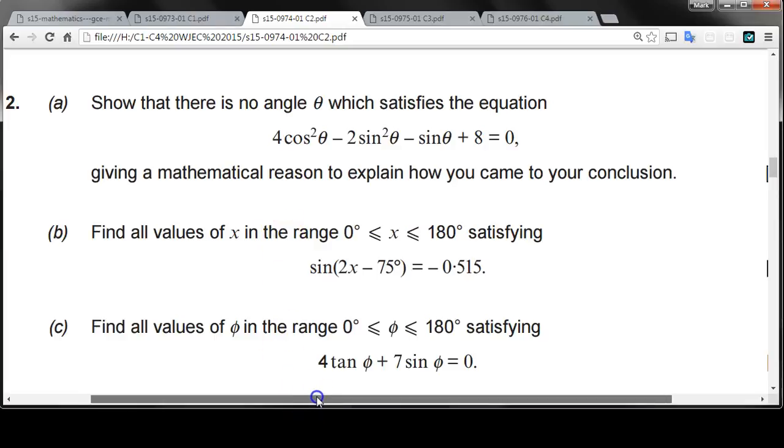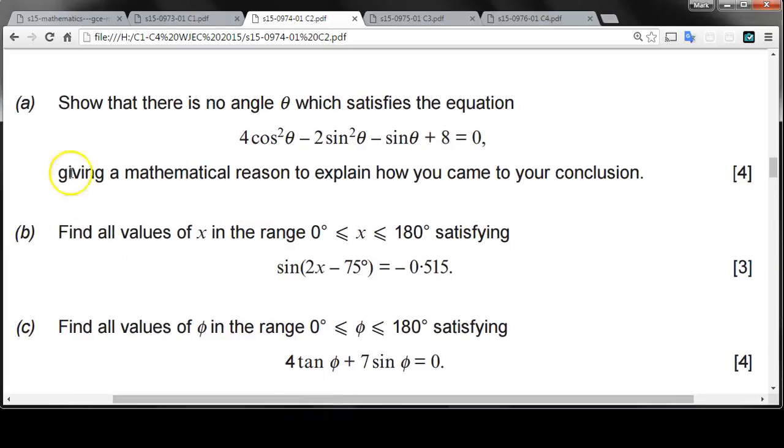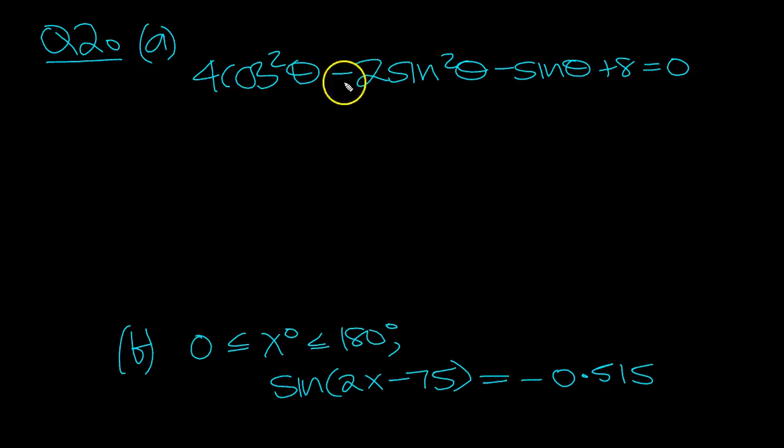Question 2 then. I've written them down over the page. So, show there's no value of theta such that this equation holds. We've got an equation in sine, haven't we? So we need to replace the cos squared. So cos squared theta is 1 minus sine squared theta.